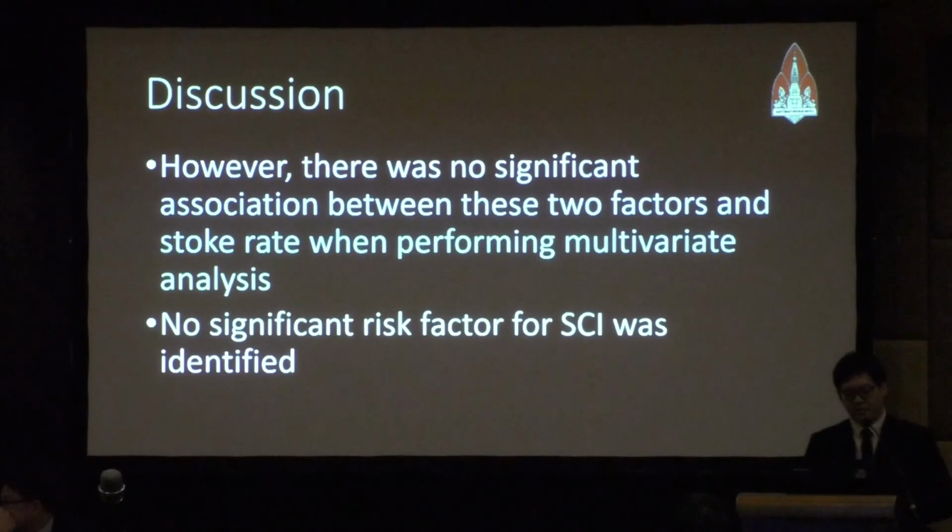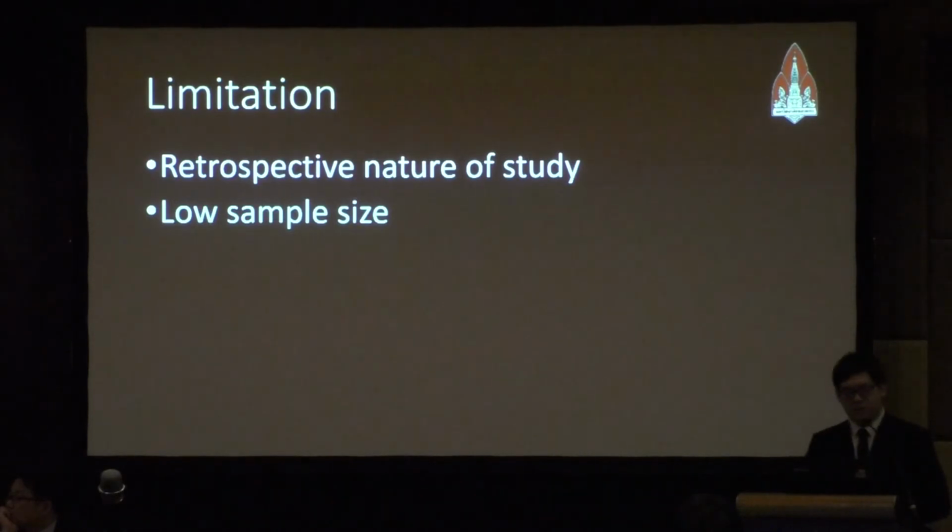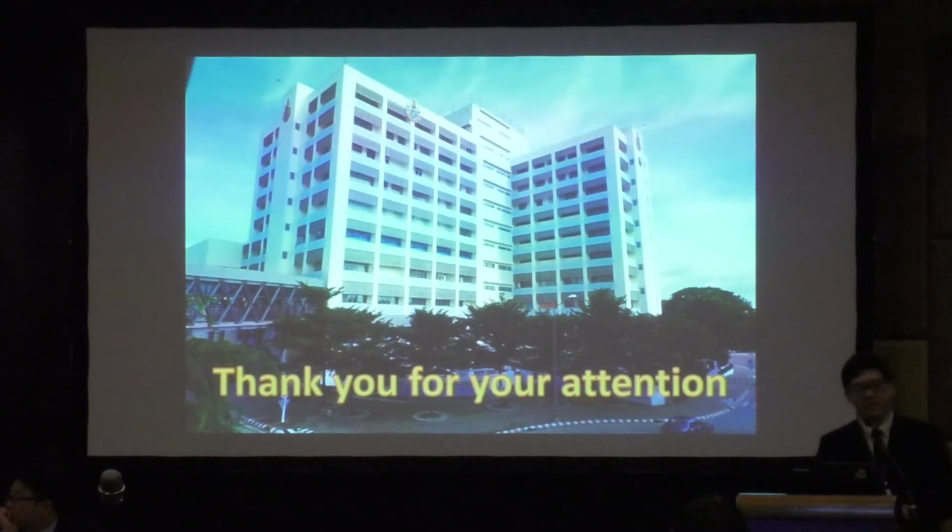So in conclusion, we have a stroke rate and spinal cord ischemia rate that are inconsistent with the previous study, and there's no statistically significant risk factor for stroke or spinal cord ischemia after TEVAR. My limitation is the retrospective nature of the study and also the low sample size. Thank you for your attention.